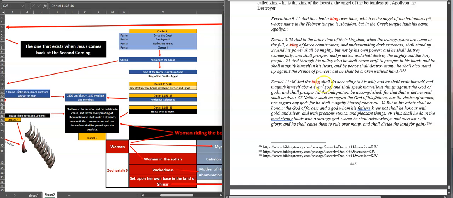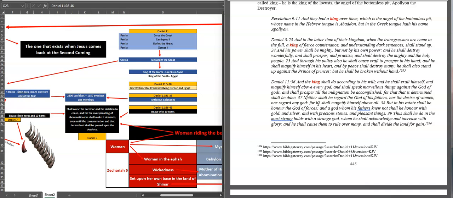And the king shall do according to his will. He shall exalt himself and magnify himself above every god, shall speak marvelous things against the God of gods, and shall prosper till the indignation be accomplished, for that is determined shall be done. That is the same thing as he shall magnify himself in his heart, from Daniel 8:25. Neither shall he regard the God of his fathers, nor the desire of women, nor regard any god, for he shall magnify himself above all.